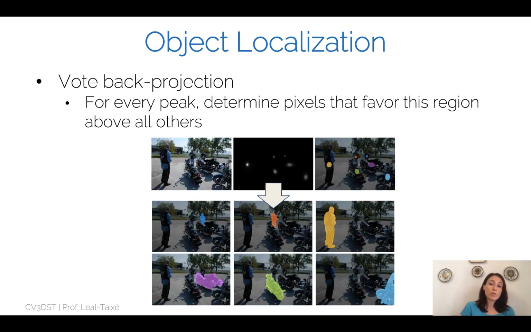Now we need to do the back projection. Now we need to localize the mask of these objects. So for every peak, we need to determine which pixels voted for this center, and therefore favor this region to be the center above all other possibilities. And you see actually that by doing this back projection, we get fairly good results, right? I mean, look at this instance here. By just looking at the pixels that voted for the center, we already have quite a good segmentation of this person.